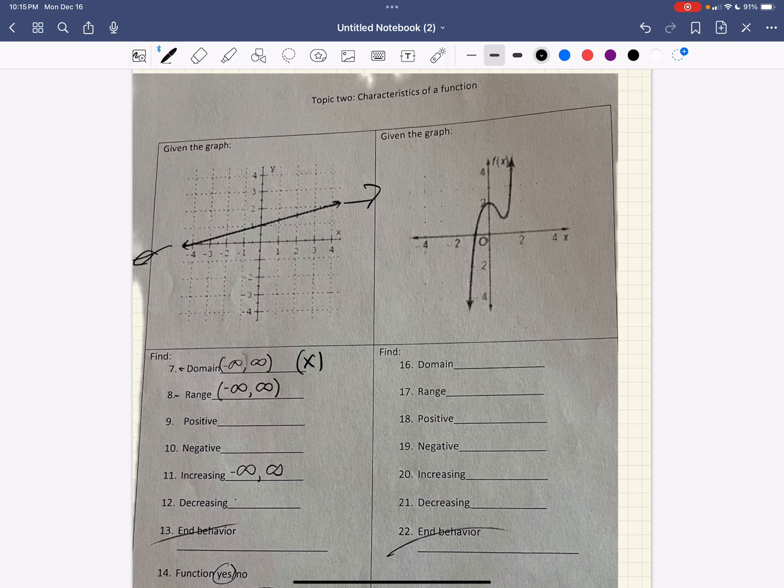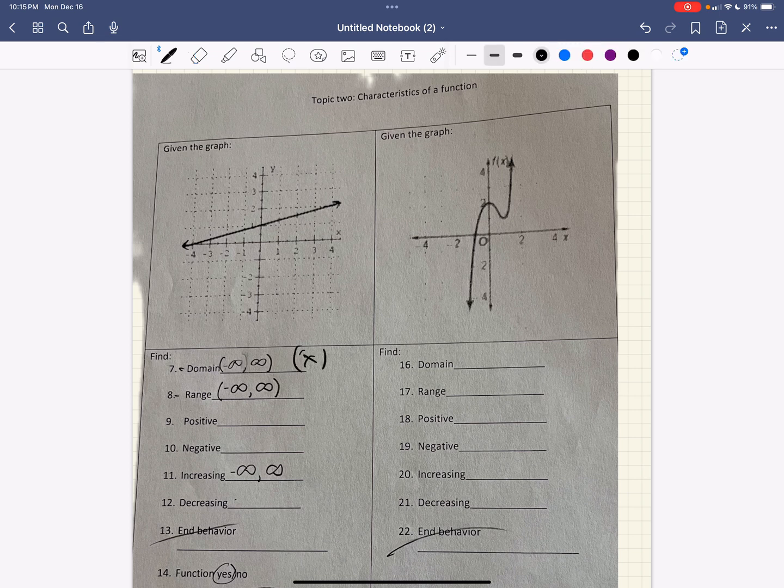Range is going to be possible y values. So range is looking from high to low or low to high, right? What are my possible outputs? And again, I know this function goes on forever and ever. So eventually it's going to keep going up to higher values. Even though we can't see them on our graph, I know that 200 would be up there somewhere, right? It would take a while to get there, but range is going to be negative infinity to positive infinity. So remember, this is going to be y values.